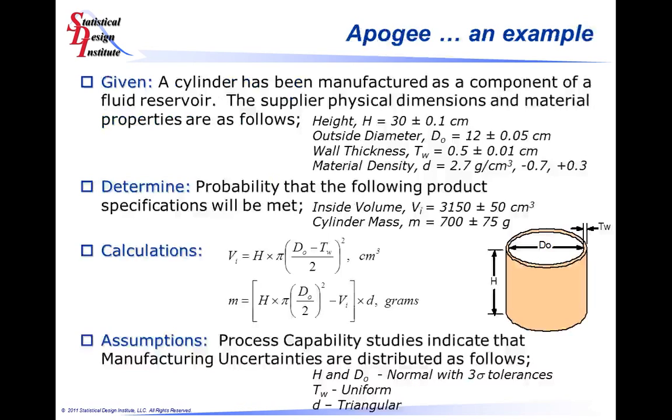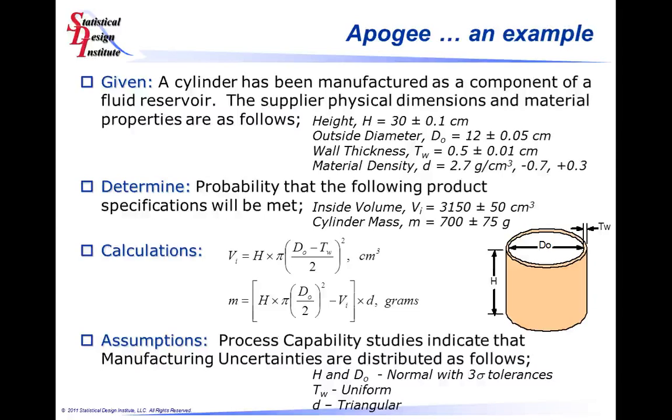So let's look at a specific example of using Apogee and how we may use this as part of a design process where we have a basic design that we can model, but for which we have multiple characteristics that need to be satisfied. In this case, we're going to be designing a cylinder that we'll be manufacturing as a component of a fluid reservoir. The supplier has identified certain physical dimensions and material properties for this particular design of this cylinder.